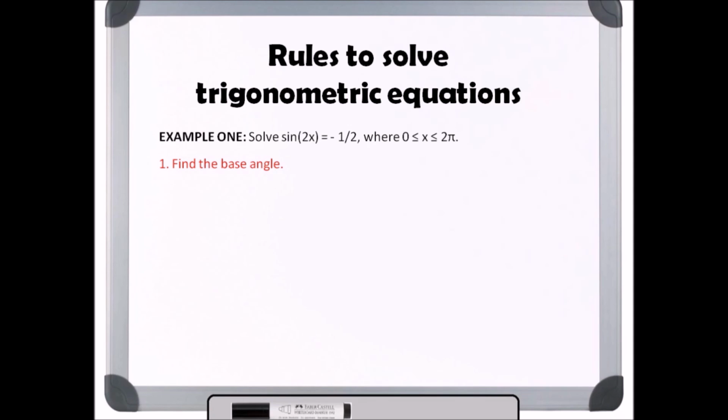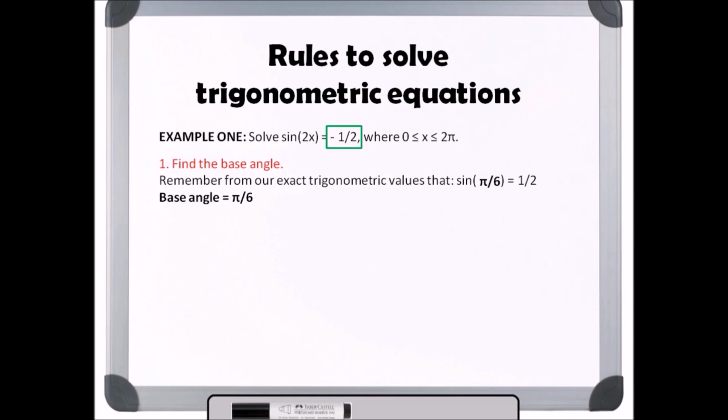Step 1. Find the base angle. What is the base angle, you may ask? The base angle is essentially the first quadrant angle which gives you the positive trigonometric value. For this case, we have a value of negative half here, so the question is, what angle for sine in the first quadrant would give you the positive value of half? If you refer to your table of basic trigonometric values, that angle should be pi on 6. So therefore, our base angle is pi on 6.